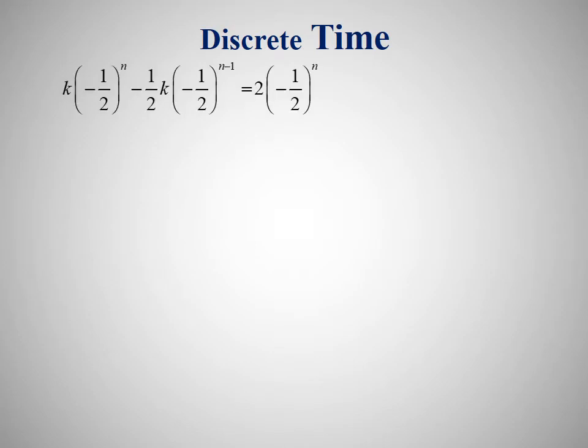Let us now substitute the particular solution value in the expression y of n minus half y of n minus 1 is equal to 2 power x of n, which is the actual differential equation. The particular solution is k into minus half power n, so y of n is k into minus half power n minus half k minus half power n minus 1, is equal to 2 into minus half power n. u of n is 1, so only this value is considered.